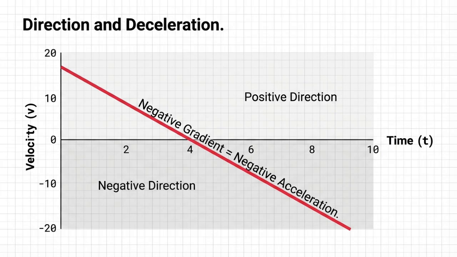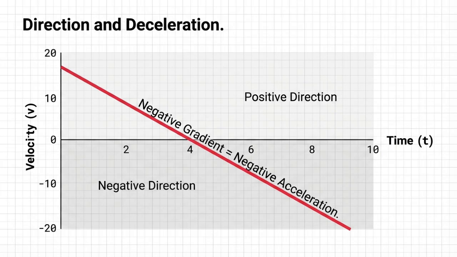Looking at this velocity time graph, you can see how velocity changes over time in both positive and negative directions. The velocity starts off positive, but decreases steadily, indicated by the downward slope of the line. This slope is called the gradient, and because it's negative here, it means the acceleration is negative. Negative acceleration simply means the object is slowing down, or decelerating, in the positive direction.